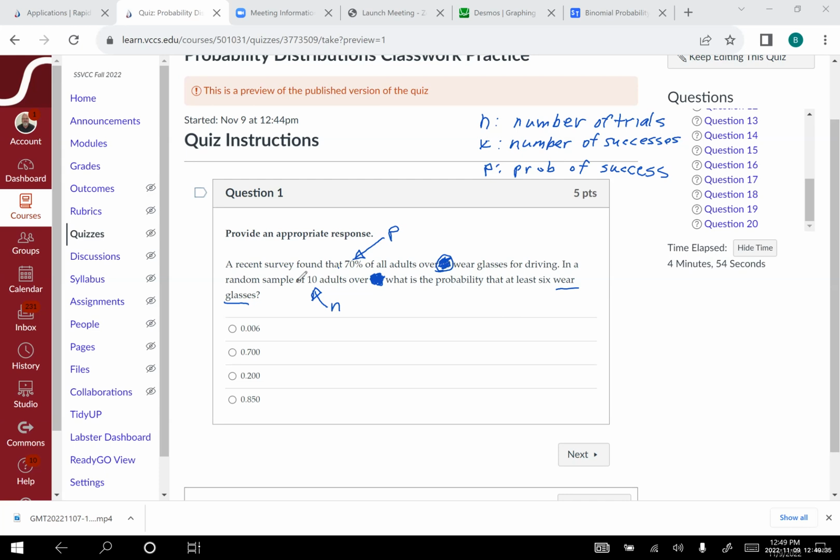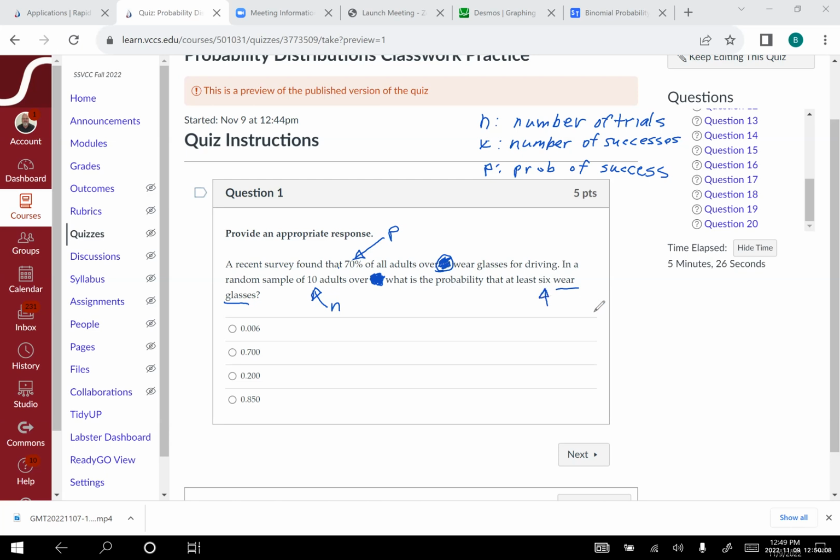Now, out of those 10 adults, how many successes are we looking for? We want to know about a certain number that wears glasses. Like, okay, I got these 10 people. Yeah, I heard somebody say it. Who's that? It was Mallory. What'd you say, Mallory? I said 6. And you are correct.